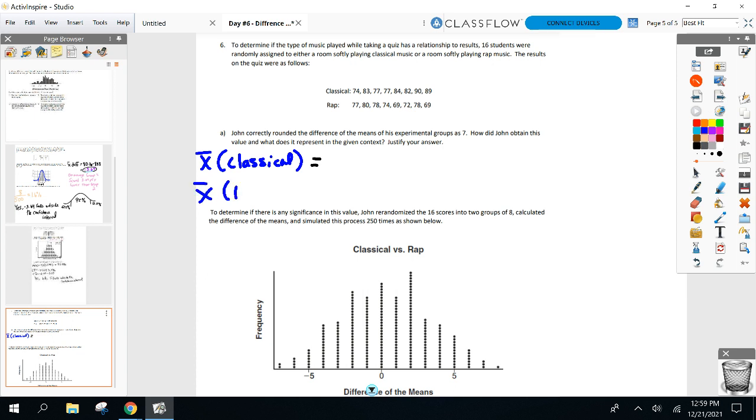1, 2, 3, 4, 5, 6, 82. So the mean score for classical should have been 82. And again, if you're wondering how they are getting these numbers, we have a list, and we have one of our stats. I didn't do it like that. 82, and then for rap, 25.